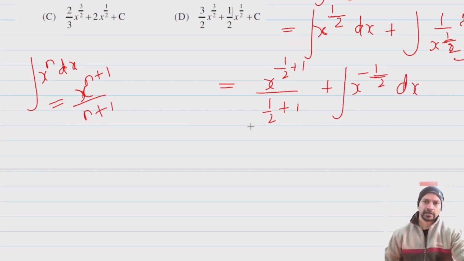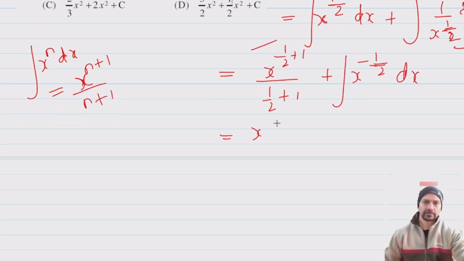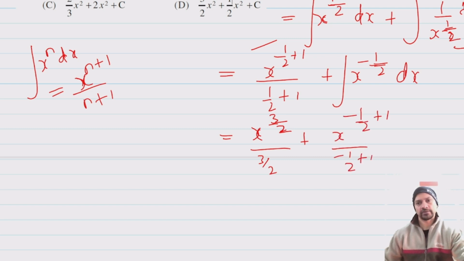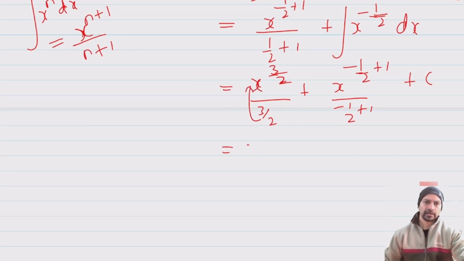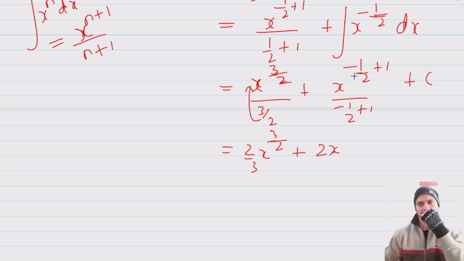Integration, and this is almost done. So it is 3 by 2 upon 3 by 2, and integration of this is once again n plus 1 upon n plus 1 plus c. This moves up, and it is now 2 by 3, x raised to the power 3 by 2, plus, minus half plus half is half, and it goes up. So this is x, and minus half plus half is half, plus c.